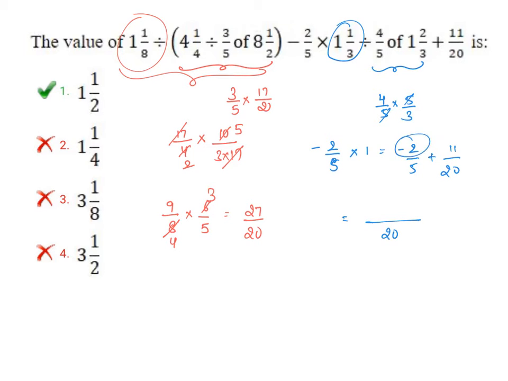So it becomes minus 8 plus 11, that is 3. So the rest of the part becomes 3 by 20. This part becomes 27 by 20. So 27 plus 3 by 20 gives you 30 by 20. So the answer is 3 by 2 here. So 3 by 2 is 1 and 1 by 2.